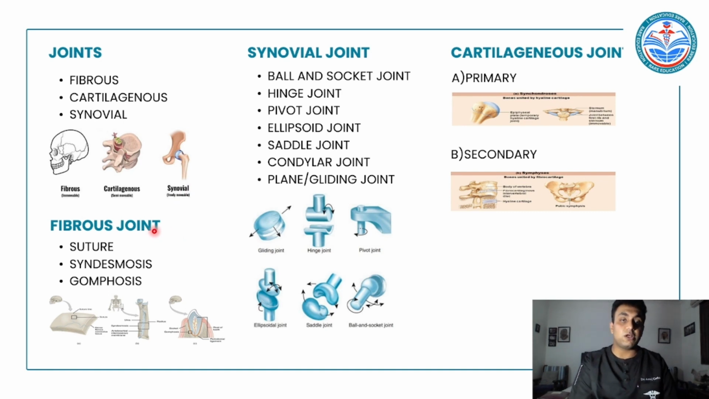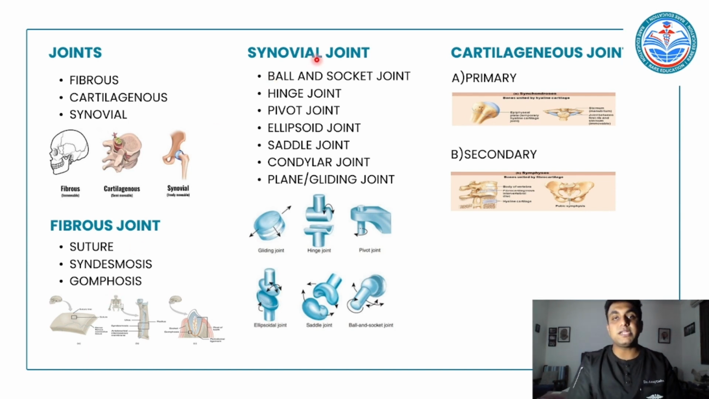Fibrous joints are of three subtypes: suture, syndesmosis, and gomphosis. Sutures are present in your skull. Syndesmosis is present between your radius and ulna bone. We'll show that to you later on when we are studying the upper limb. And gomphosis is the joint between your alveolus, that is basically your tooth and the tooth socket, which is called gomphosis.